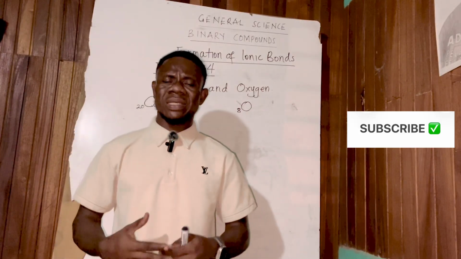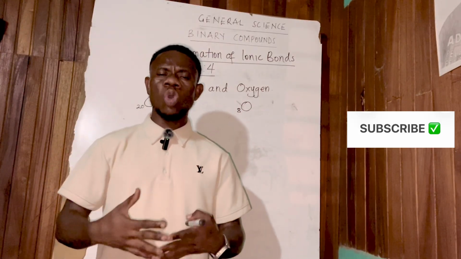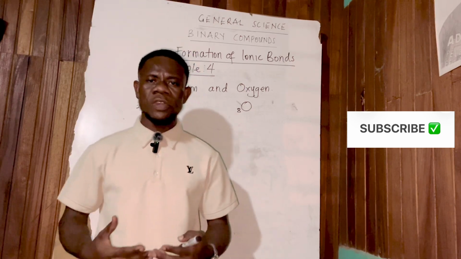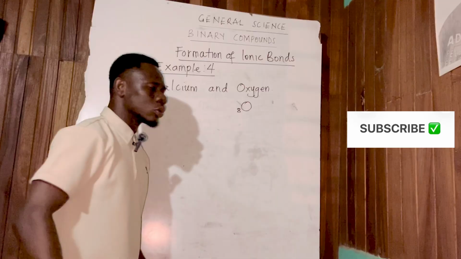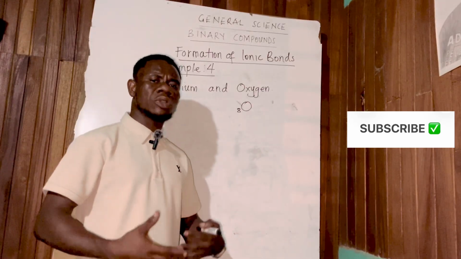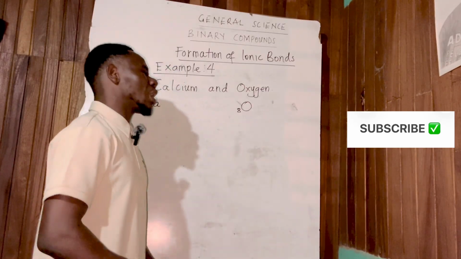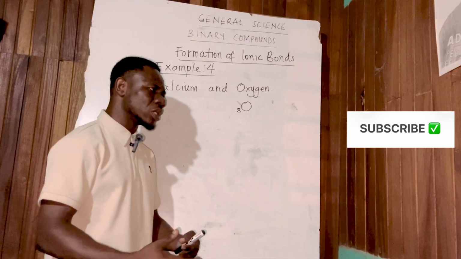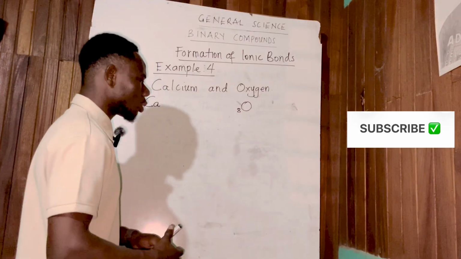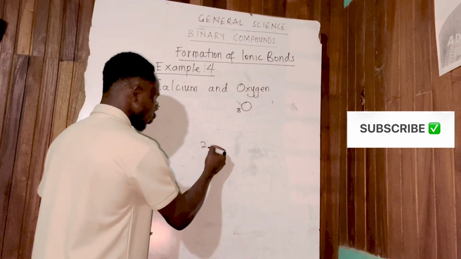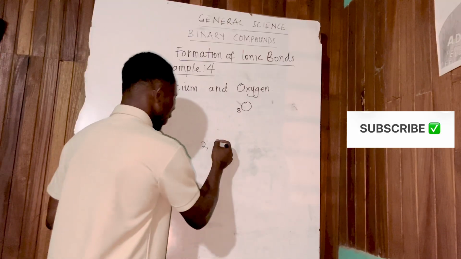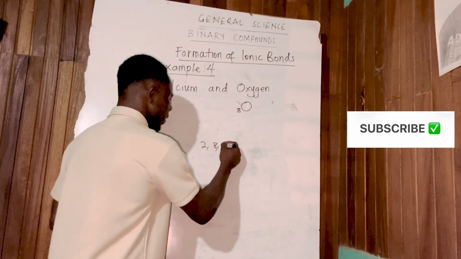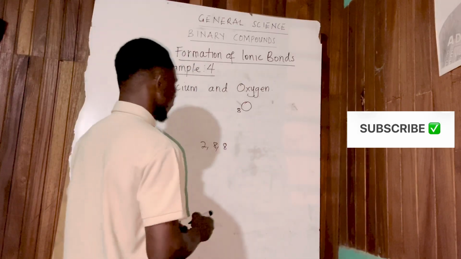Now, the next step is you should know the electronic configuration of calcium and oxygen. So you ask yourself, what is the electronic configuration of calcium? For electronic configuration, the first shell should take 2, the second shell should take 8, the next 8, so 8, 8, 8.